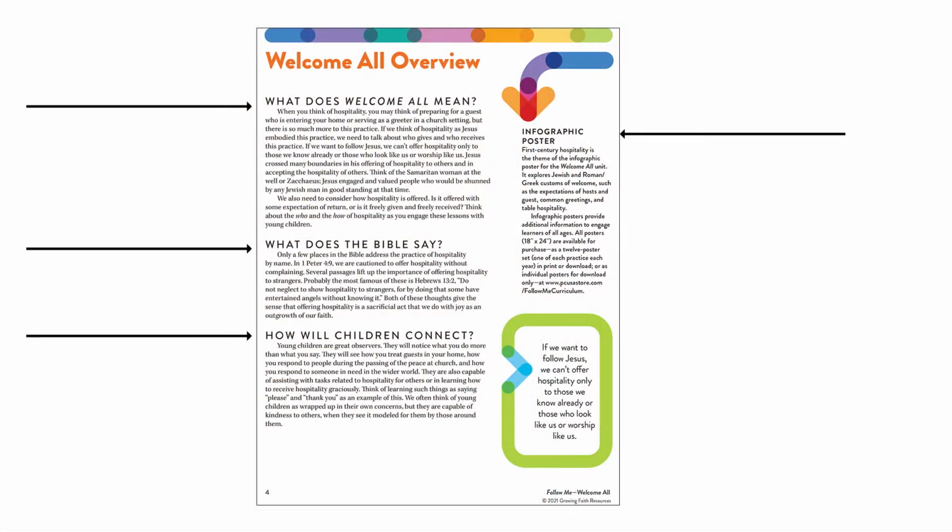The next section that you're going to see is the unit overview. This is information about the specific practice that you're studying. You're going to learn about what this practice is. You're going to see where it's found in the Bible, and how young children connect with this practice. What are they going to take away from this?